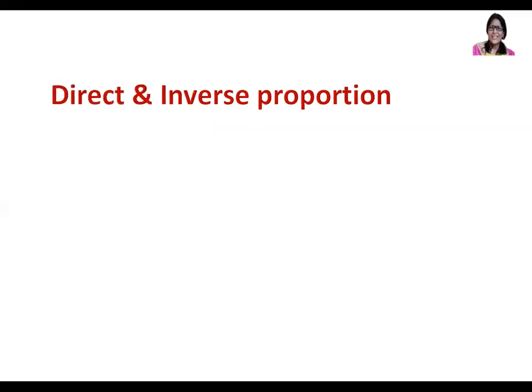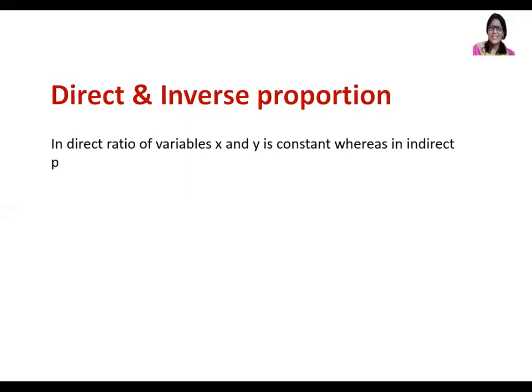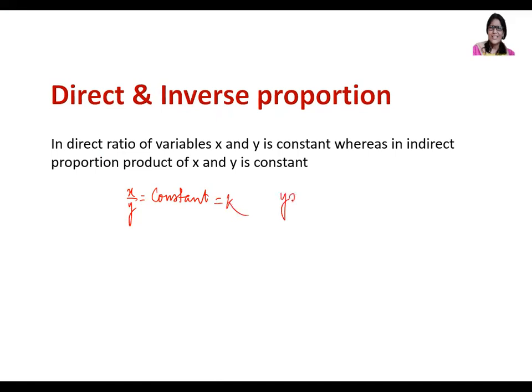Now, what is the difference between direct and inverse proportion, or how will you distinguish? In direct proportion, the ratio of variables x and y is constant, whereas in inverse proportion, the product of x and y is constant. x upon y is constant for direct, that is equal to k, and for inverse, y into x is k.